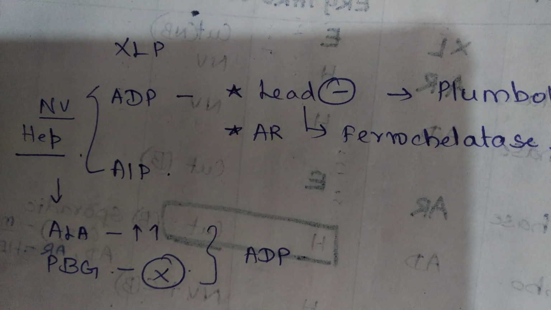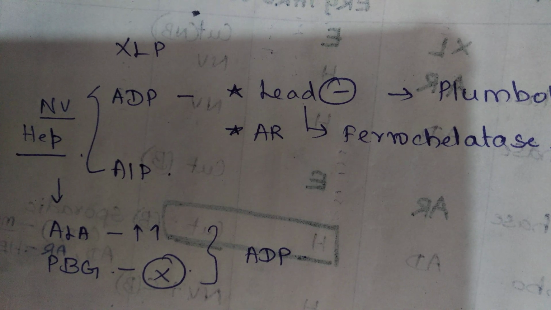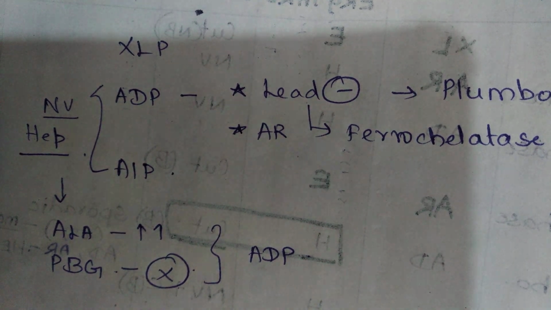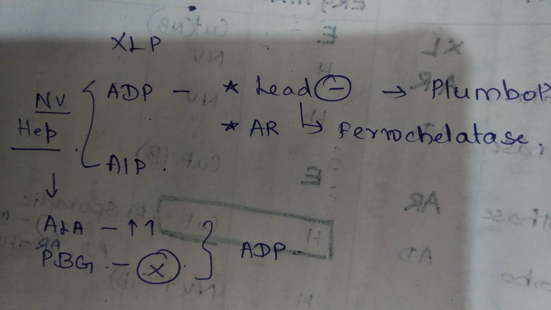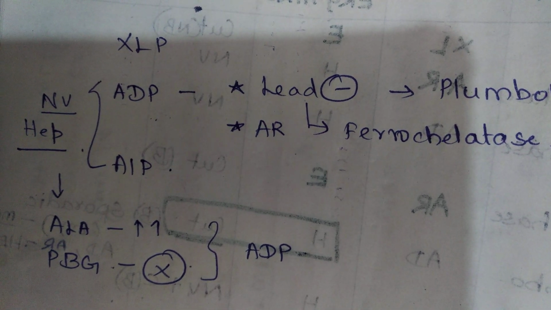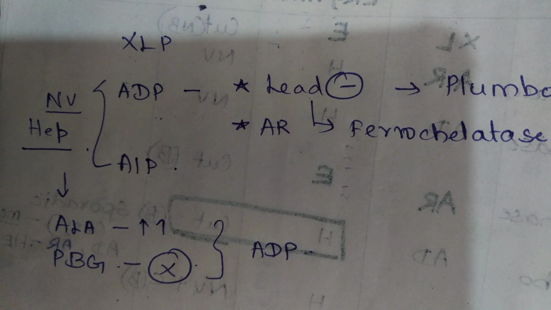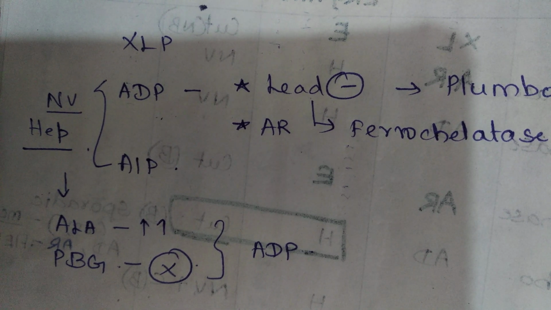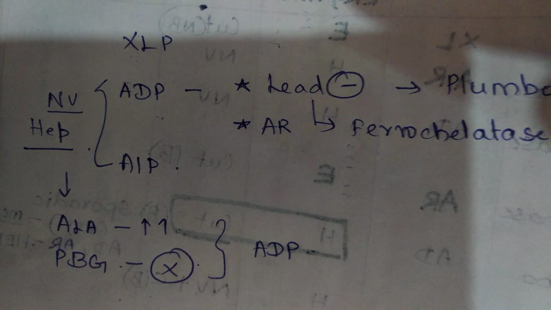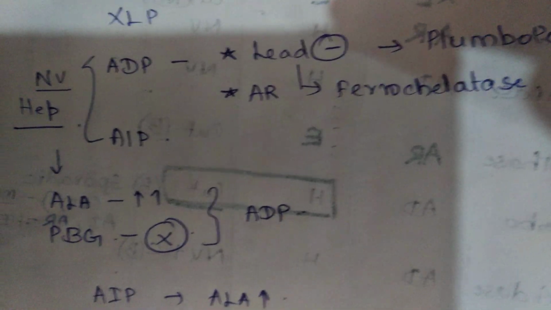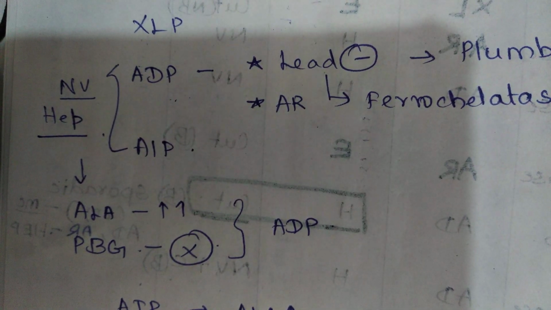Now let us discuss a few points on each of the different types of porphyrias. So first we have autosomal dominant porphyria. We all know this is because of deficiency of the enzyme ALA dehydratase. The main factor inhibiting the enzyme ALA dehydratase is lead. So this type of porphyria is also called plumboporphyria. It is inherited in an autosomal recessive pattern.